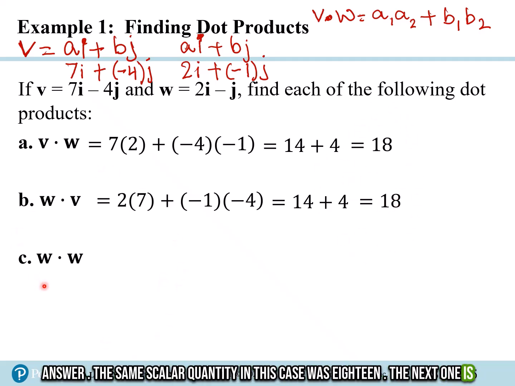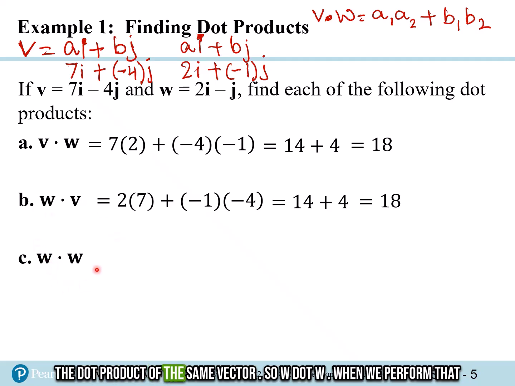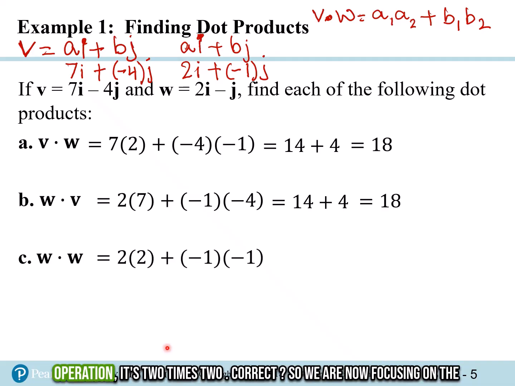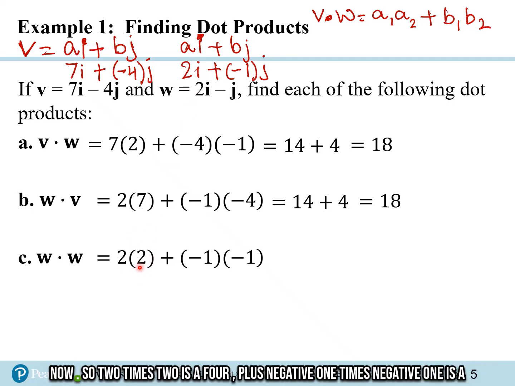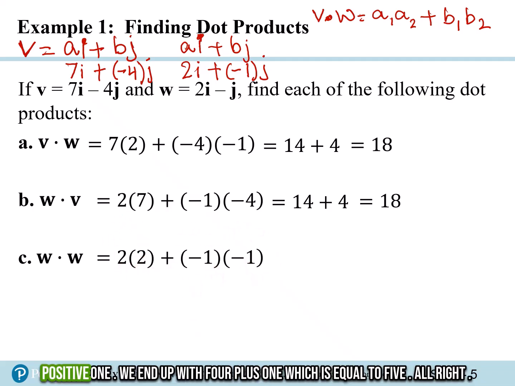The next one is the dot product of the same vector. So W dot W. When we perform that operation, it's 2 times 2, correct? So we are now focusing on the components of the same vector. So A sub 1 times A sub 1 is what happens now. So 2 times 2 is a 4 plus -1 times -1 is a +1. We end up with 4 plus 1, which is equal to 5.